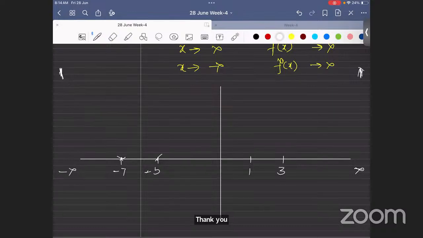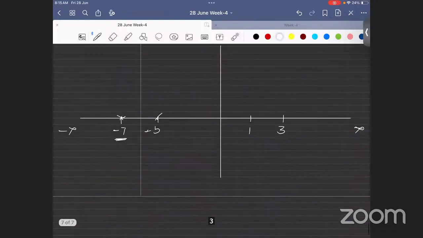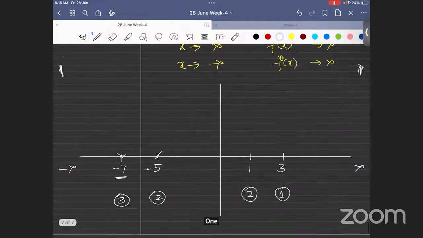Now let's start. For this case, we'll also write the multiplicity. What was the multiplicity for minus 7? 3. So basically this is 3. For minus 5? 2. For 1? 2. Or for 3, it was? 1. Okay. So let's start.